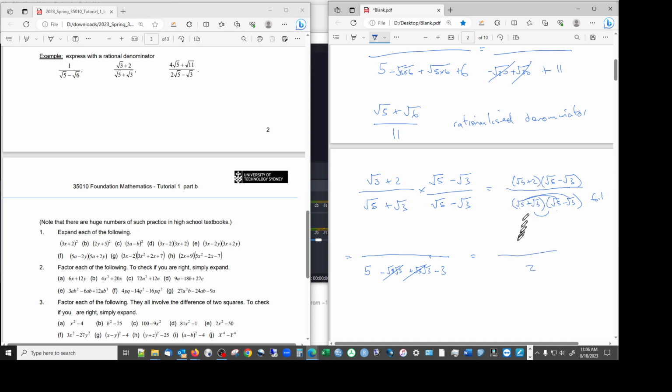And on the top, now that's the rationalising process. That's what we're really interested in. The rest of it is just some gymnastics. So root 3 times root 5. Root 3 times minus root 3 is going to be minus root 3 squared, which is just minus 3. Then we've got 2 root 5 and minus 2 root 3. Okay, so that's the numerator.